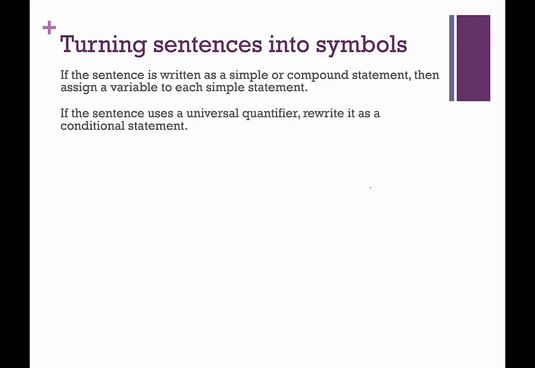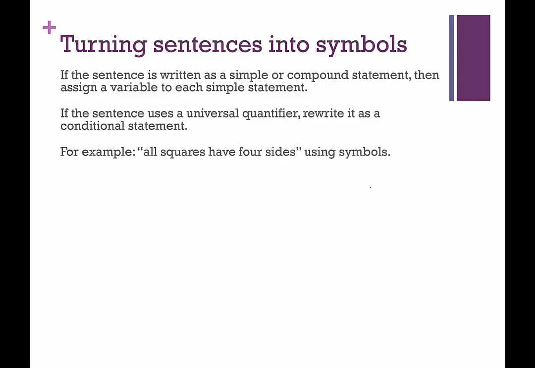The only thing we have to watch out for is if the sentence uses a universal quantifier. If it does, we need to rewrite the sentence as a conditional statement. So we're going to continue to go in English. That way we can convert it into symbols, right? Because if it says all monkeys, we don't have a thing for all, not in logic.